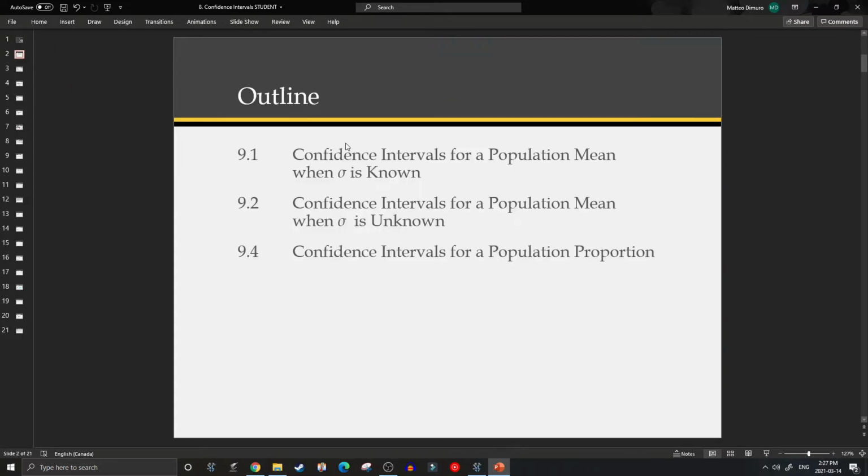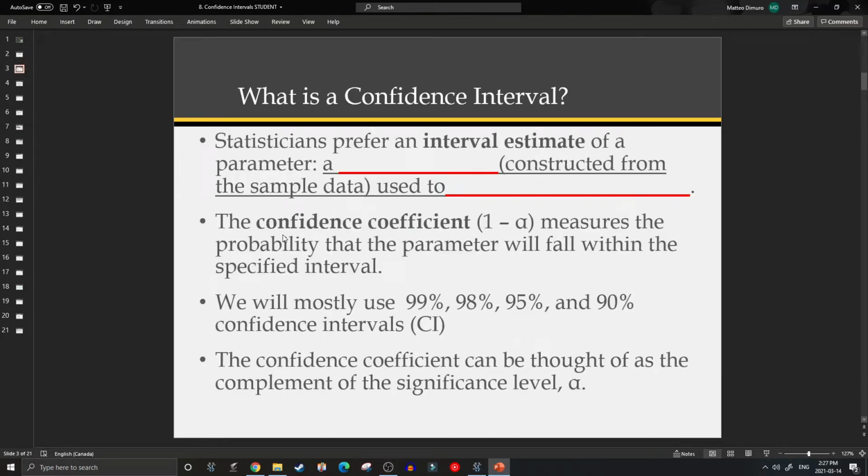Okay, everybody, we're back. Confidence intervals. So, three topics here that we're going to look at. Basically, we're going to look at what is a confidence interval, but also confidence intervals for a population mean when we know the standard deviation, and then we're going to do the usual when we don't know the standard deviation, and then we'll also look at confidence intervals for a population proportion.